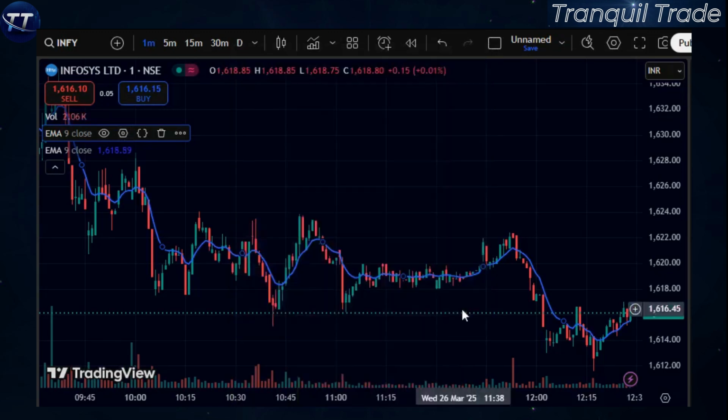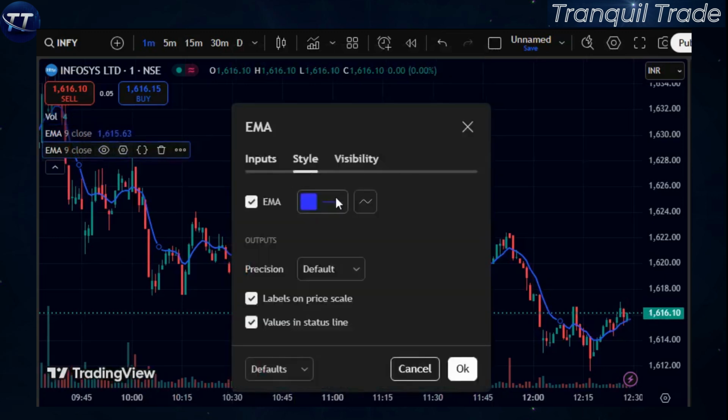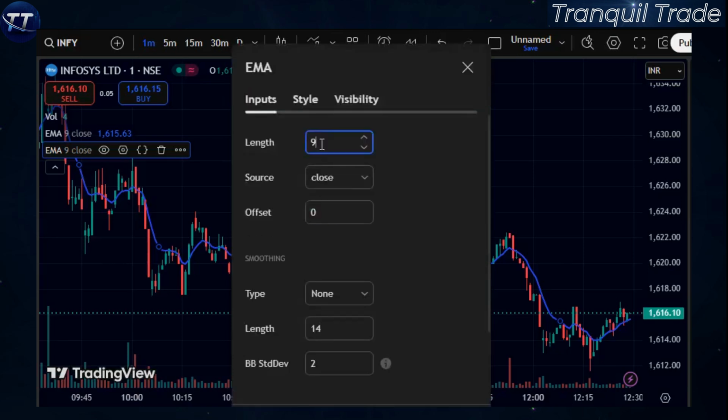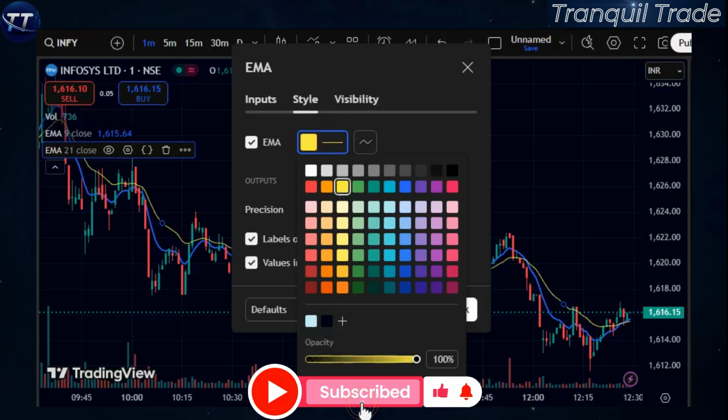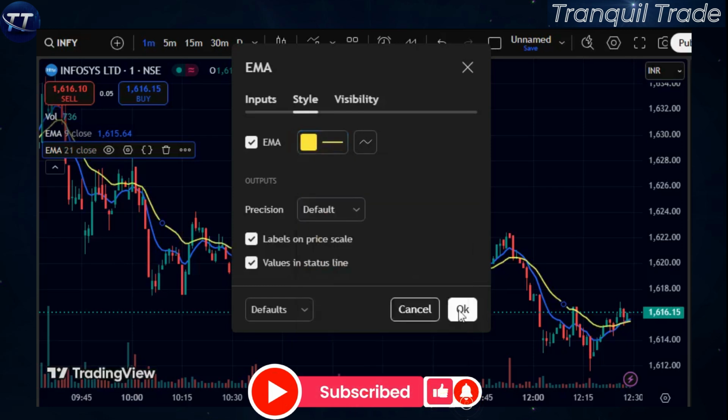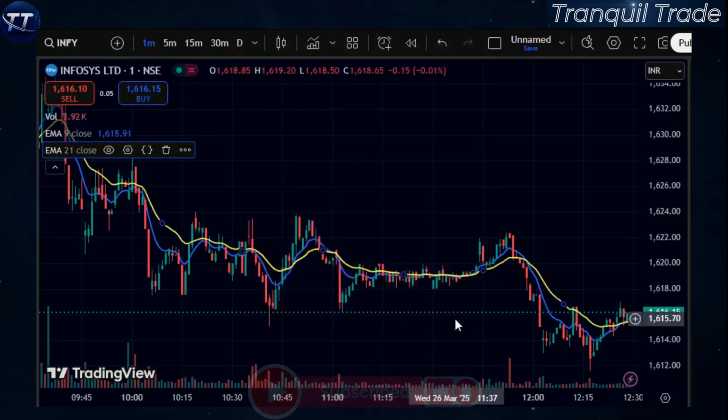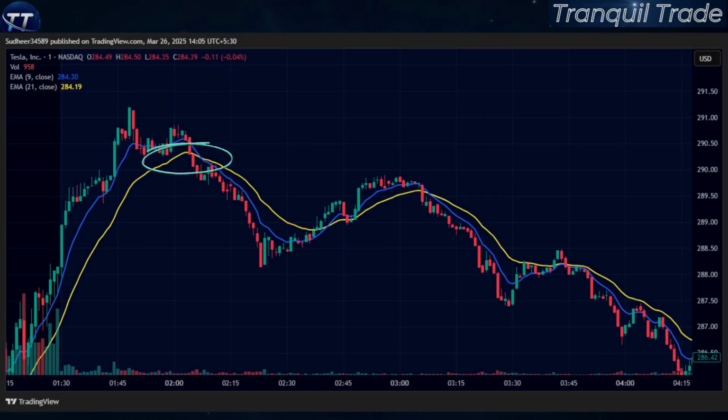Open the settings of the second EMA by clicking on it in the chart or the settings icon. Change the length to 21. Change the color and style to differentiate it from the 9 EMA. Now, both the 9 EMA and 21 EMA will appear on your chart. Use the 9 EMA and 21 EMA crossover for entry signals.